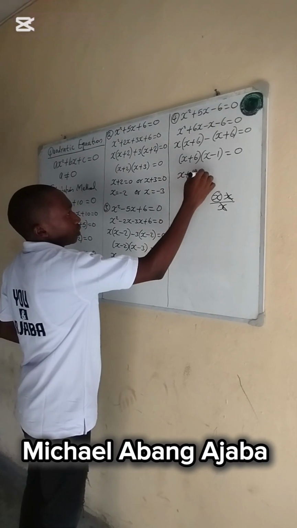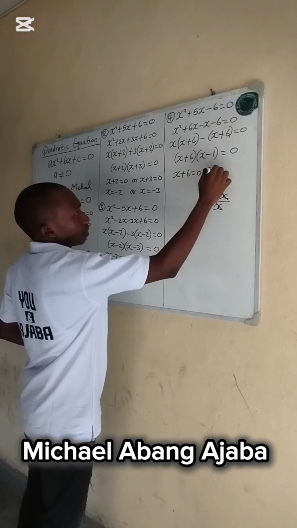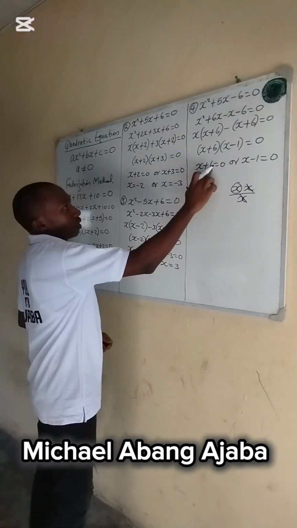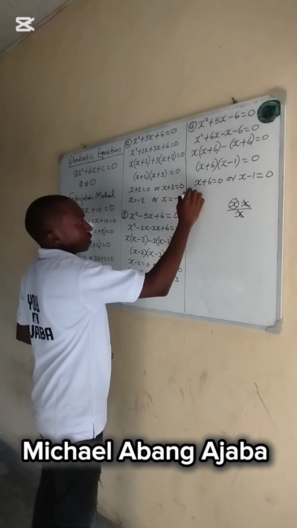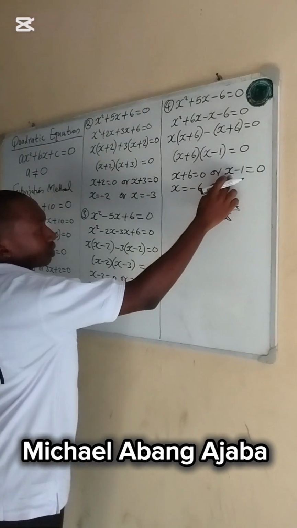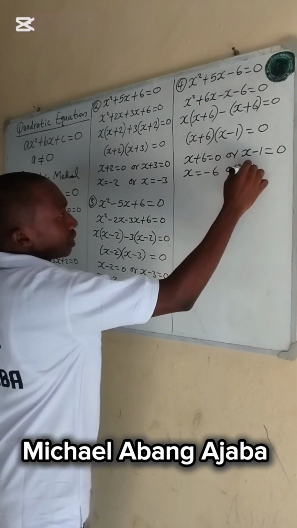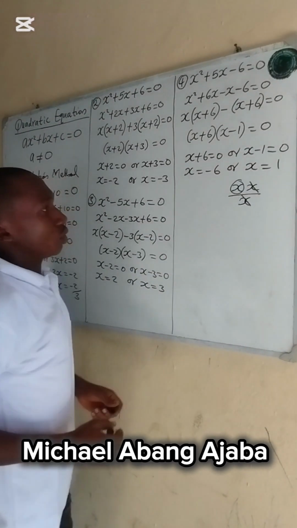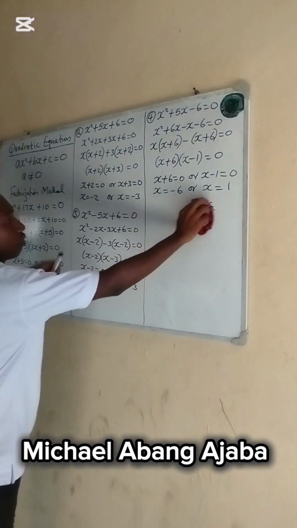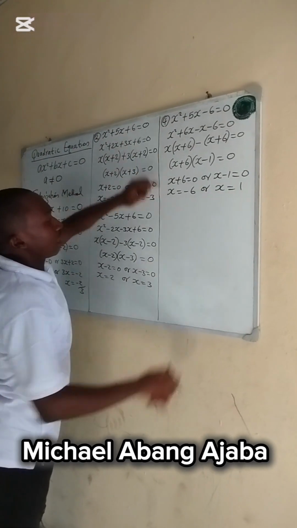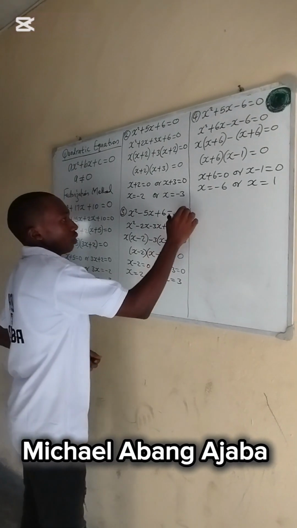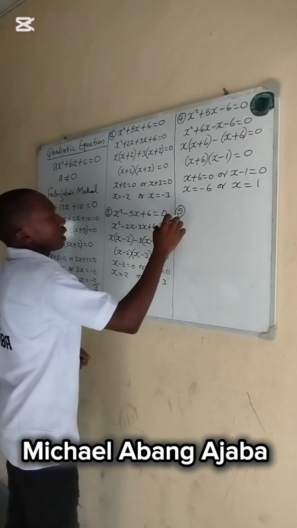Equate the first bracket to 0, x plus 6 equal to 0, or equate the second bracket to 0, x minus 1 equal to 0. And from here, if you subtract 6 from both sides, you have x equal to minus 6, or add 1 to both sides, you have x equal to 1. So the roots of the quadratic equation we have on the board here for number 4 are minus 6 and 1. And we'll consider the last question under this section.